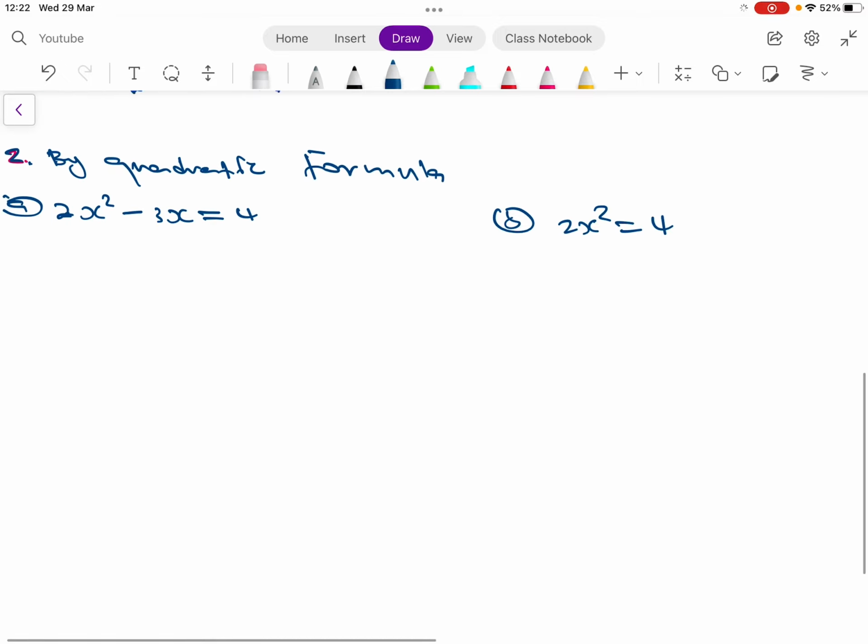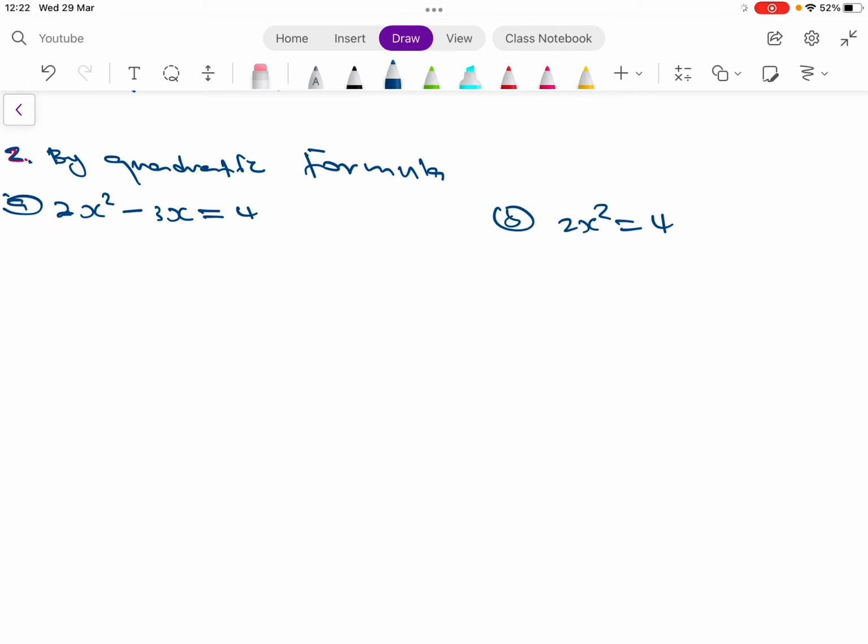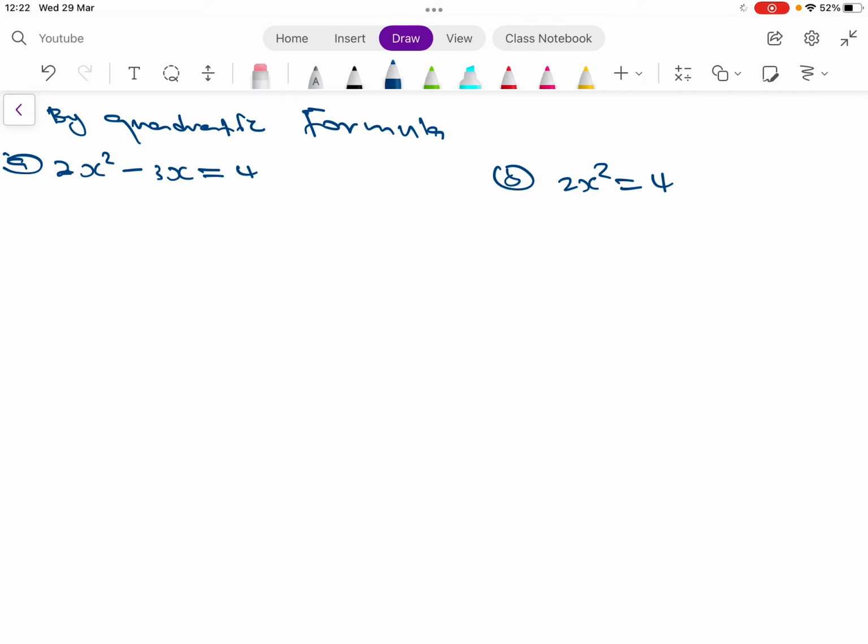So in this case, we have two examples where I'll show you where it is easier to use the quadratic formula over factorizing. Suppose in A you have this question, 2x squared minus 3x equals 4. Like we did when solving by factorizing, we always move this constant back to the left hand side where it belongs, and then we have 0 on the right hand side. At this stage we have our equation in standard form, and we're going to write the quadratic formula like this: x equals minus b plus minus the square root of b squared minus 4ac.